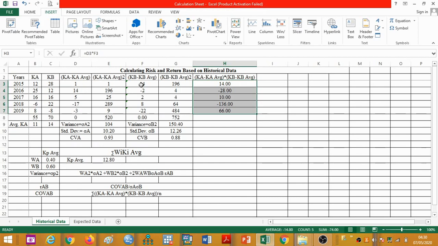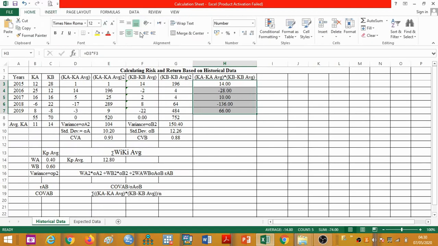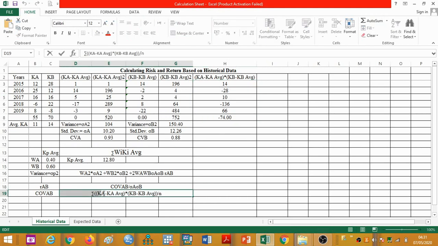So 1 into 14 is 14. The second difference was 14 into minus 2, so minus 28. 5 into 2 is 10. Minus 17 into 8 is minus 136, and then minus 3 into minus 22 is 66. And we need to calculate the sum. So for the auto sum, I can calculate the sum of these values. So this is the value I got up to this level.